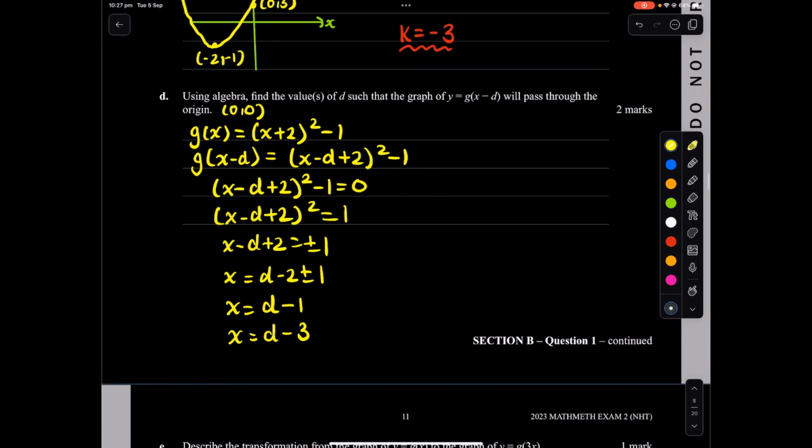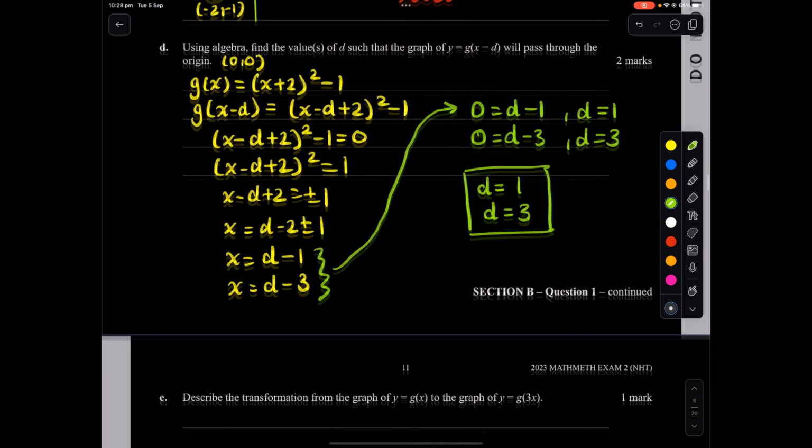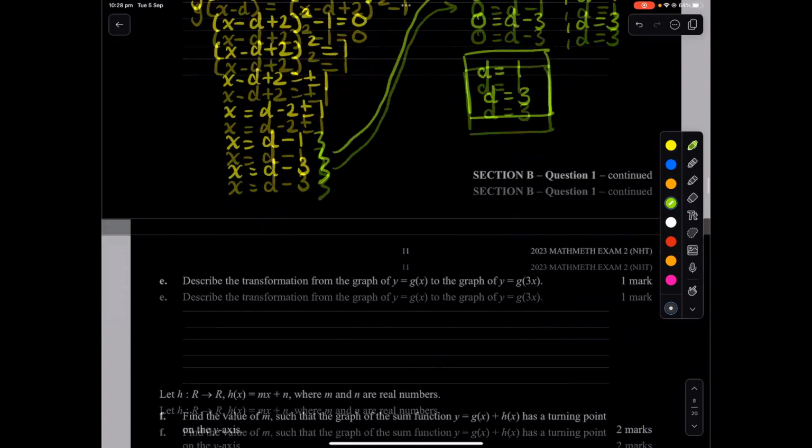And remember, we also want our x-intercept, our x value, to be 0. So taking these two over here, the first one, if we let x equal 0, d minus 1, d is therefore 1. For the other one, 0 = d minus 3, therefore your d should equal 3. So these are your two values of d that will make it pass through the origin. So d must equal 1 and 3. Those are your answers. Hope that's right.